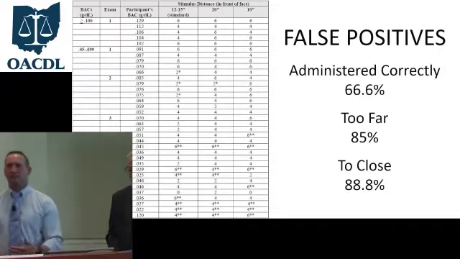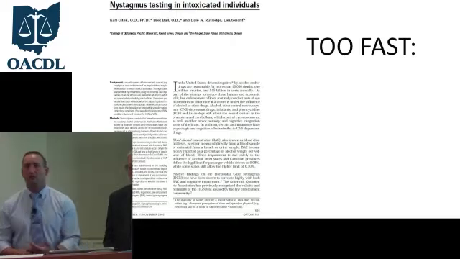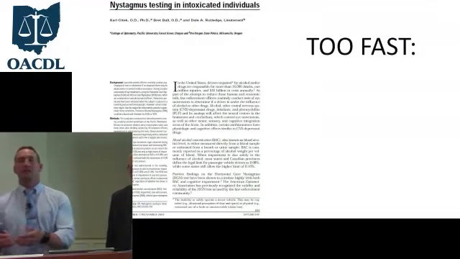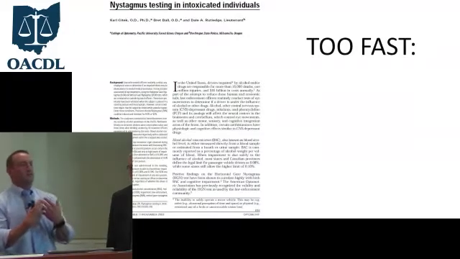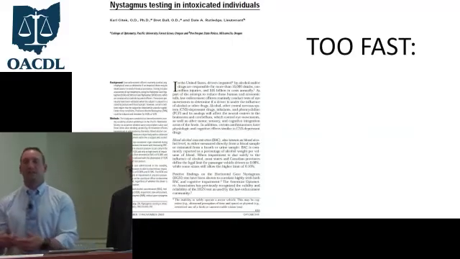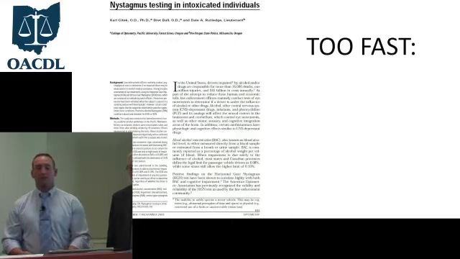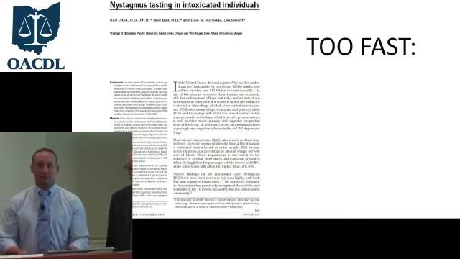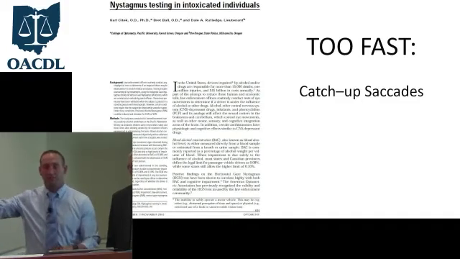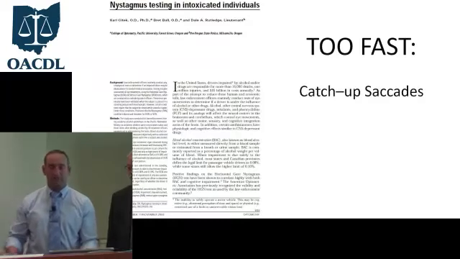We did too high, too low, too far, too close. There is one other one as far as too fast. If you move the stimulus too fast, there's a study, nystagmus testing in intoxicated individuals. They tried to study putting these people in different positions. There's some good stuff in the study, but the only reason I'm bringing it in here is they establish what it is to go too fast. If you go too fast, it'll cause a condition called catch-up saccades, where the eyes are jumping to catch up to the stimulus. I've done it, I've seen it, caused it. It looks just like lack of smooth pursuit.